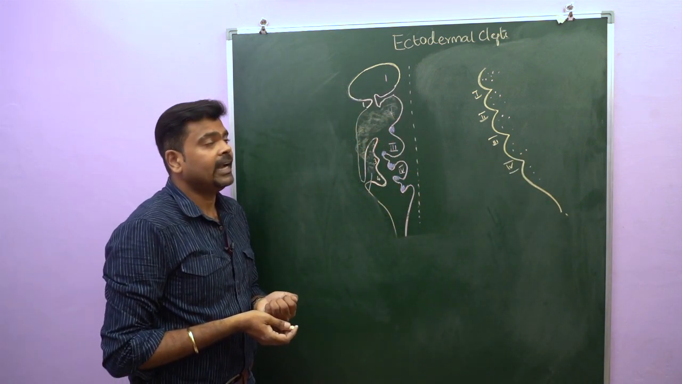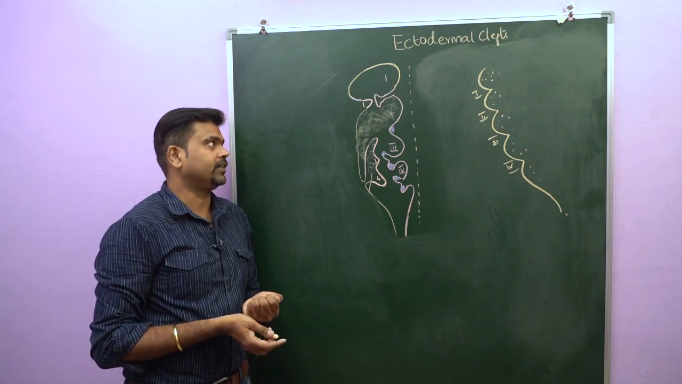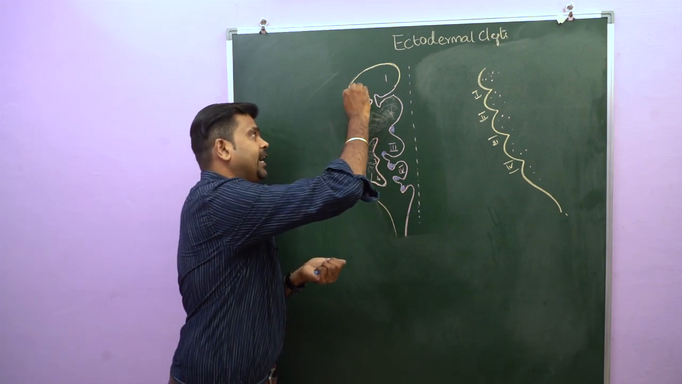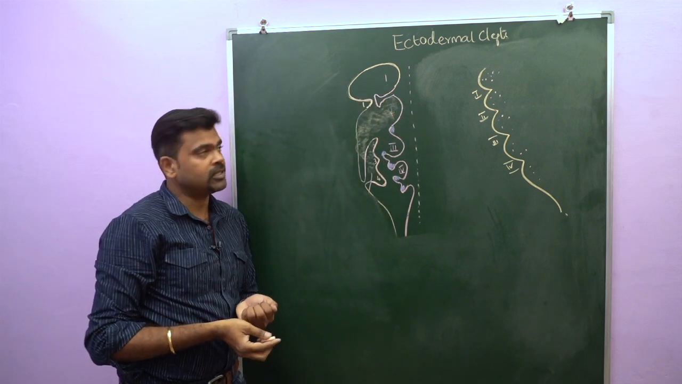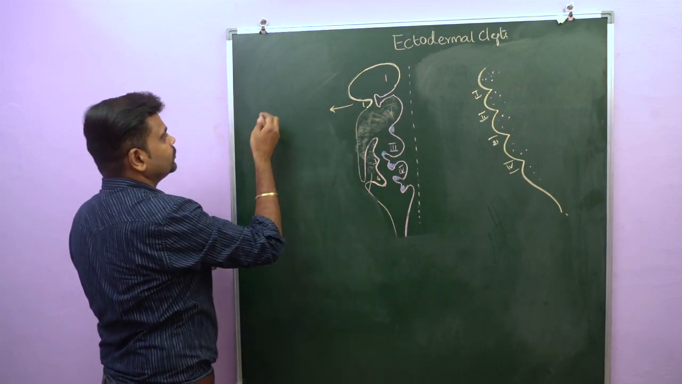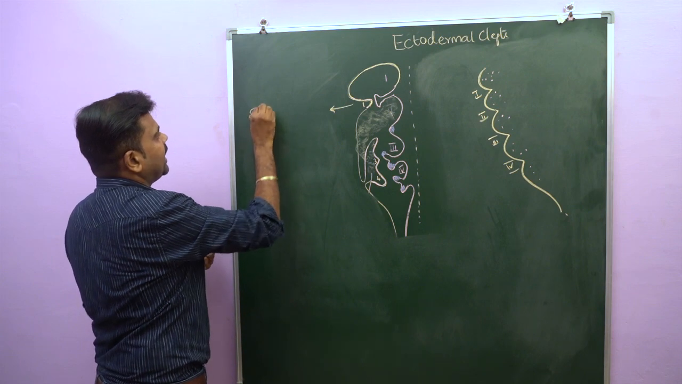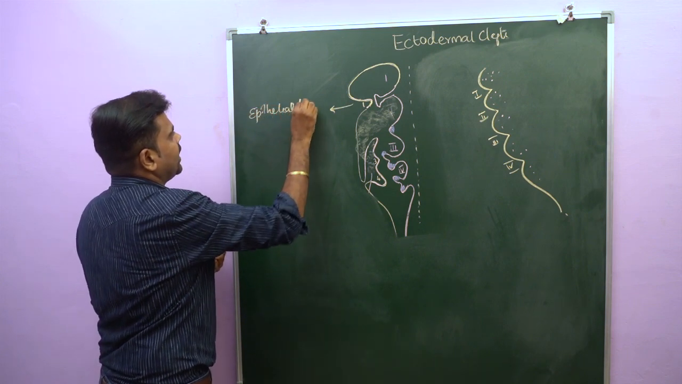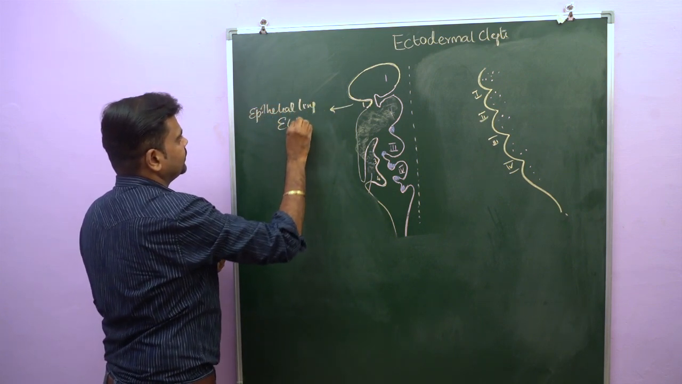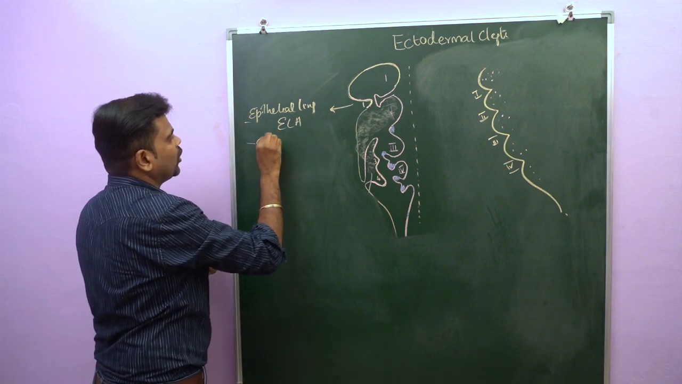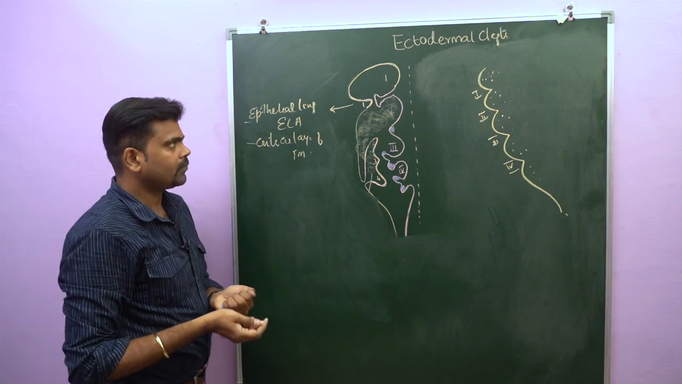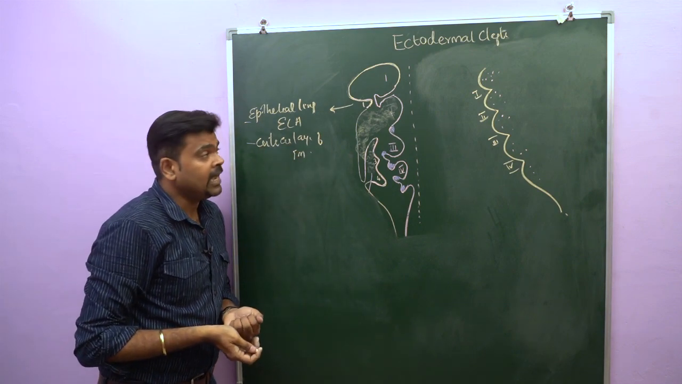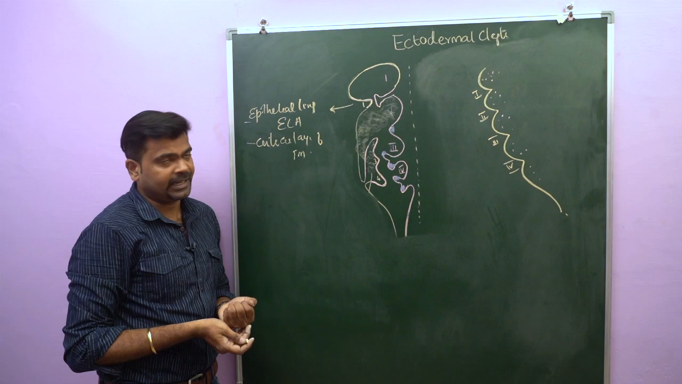Now let's see the derivatives of the first ectodermal cleft. This ectodermal cleft will invaginate towards the first endodermal pouch and give rise to the epithelial lining of the external acoustic meatus and the cuticular layer of the tympanic membrane. These are the two important derivatives which arise from the first ectodermal cleft.